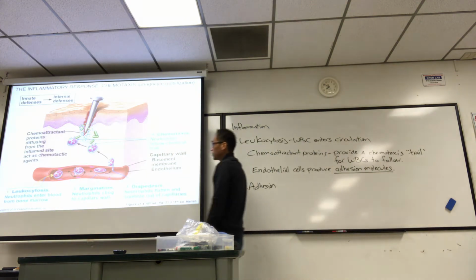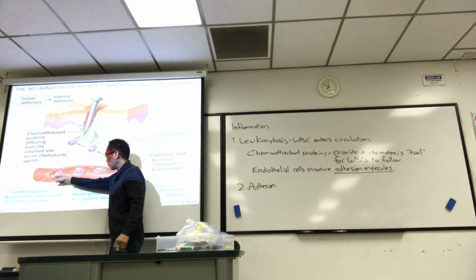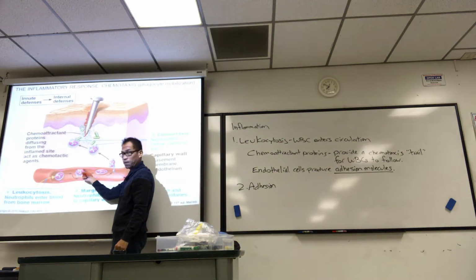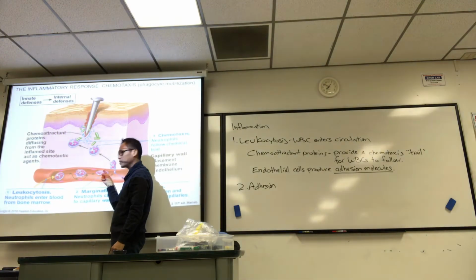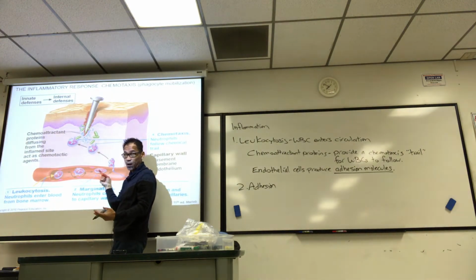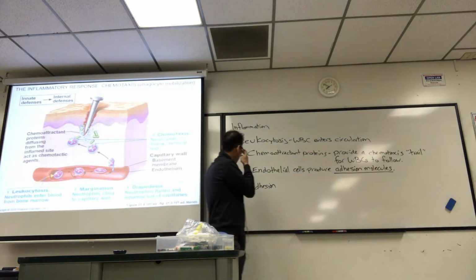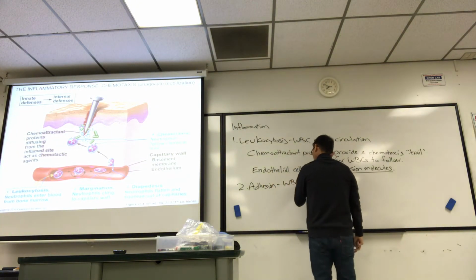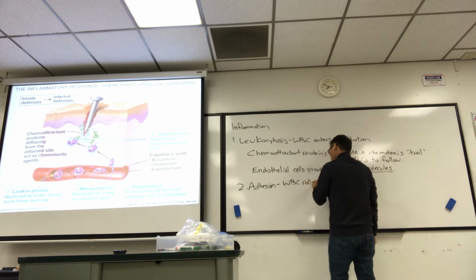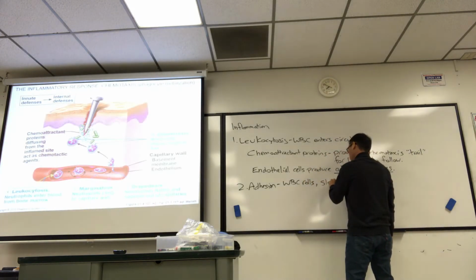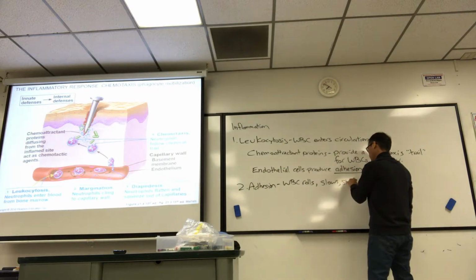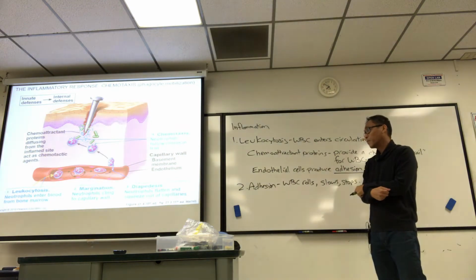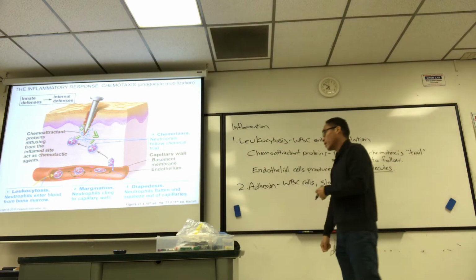So what happens is, you see how you're flowing and then they go like this? They're trying to show you that it's rolling. And then it stops. Okay? So it rolls to a stop. It rolls, slows, stops. It's adhered to the vessel wall. Okay, then you have step 3, diapedesis.